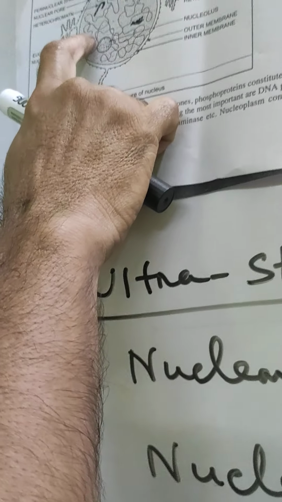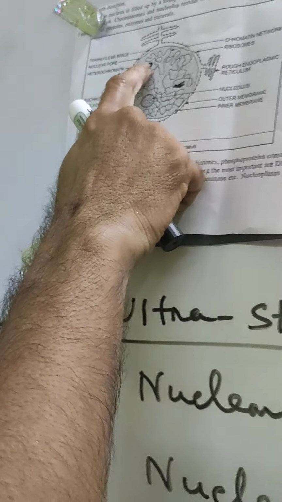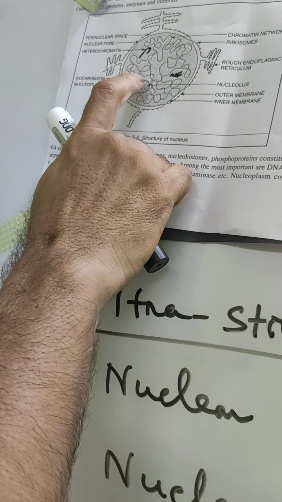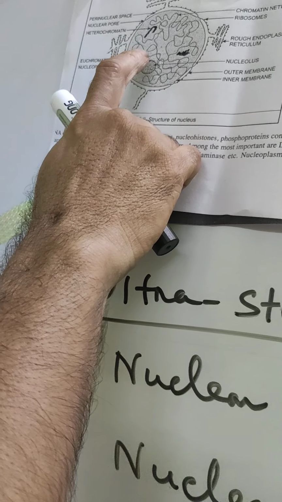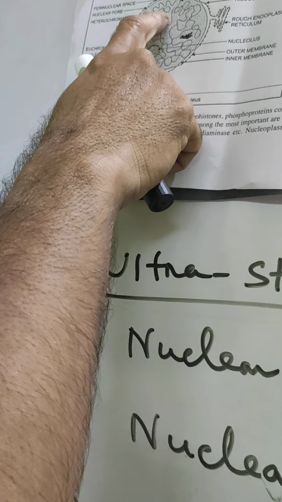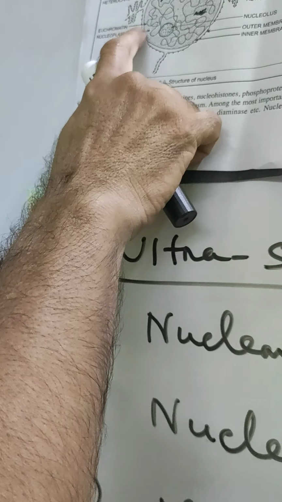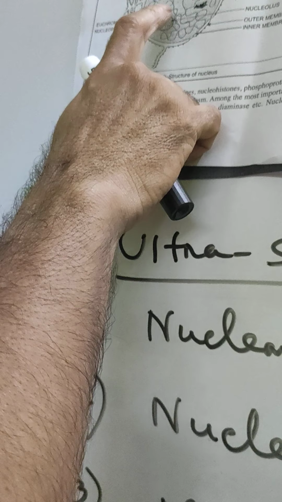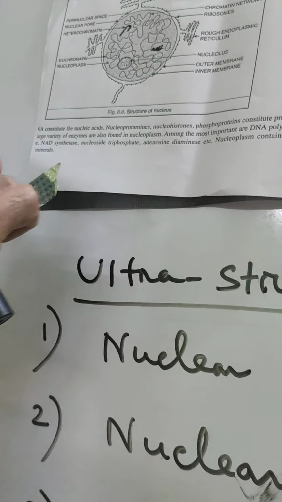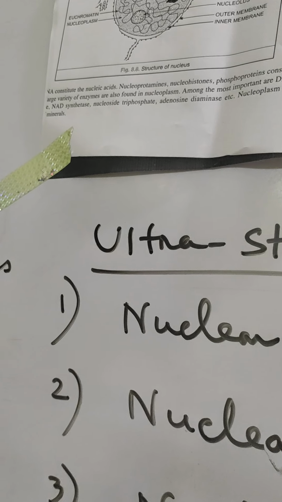Then euchromatin does not take stain, meaning color. Heterochromatin takes stain. Then euchromatin is rich in DNA and is genetically active, but heterochromatin contains less amount of DNA and is genetically inert. And in case of euchromatin, crossing over frequency is more, but in heterochromatin, crossing over frequency is less.